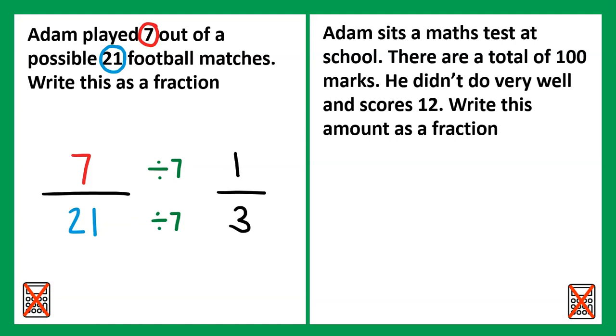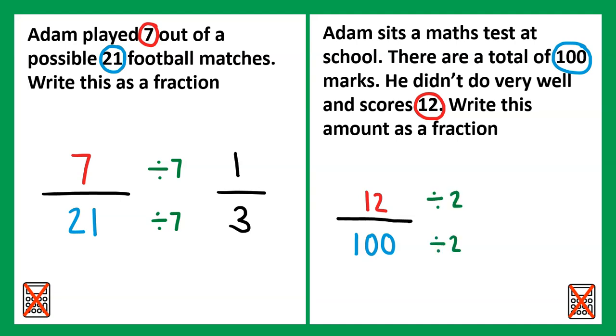The second question: Adam sits a maths test at school. There are a total of 100 marks. He didn't do very well and scores 12. Write this amount as a fraction. Out of the total marks, which was 100, Adam scores 12. Both of these numbers have a common factor of 2, but we can do this a bit quicker if we recognise the highest common factor, which in this case would be 4, giving us a simplified fraction of 3 over 25.